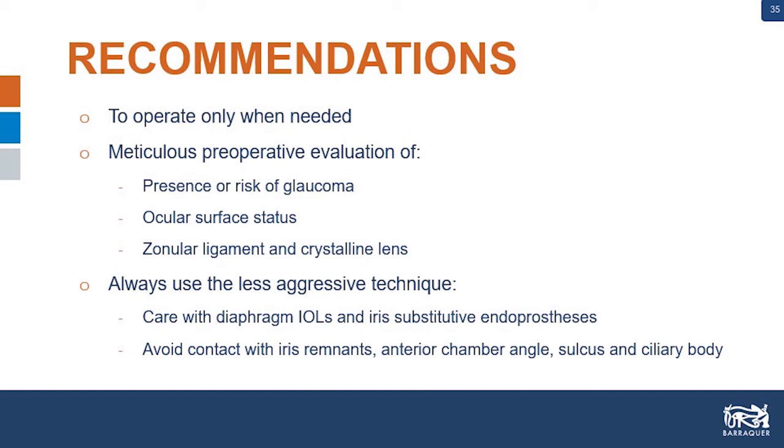So my recommendations to end my presentation are to operate these patients only when they need to be operated, because many times the vision is not affected by cataracts that only concern the surgeon at the slit lamp. We have to evaluate in the pre-op the presence or the risk of glaucoma, which a cataract surgery can worsen. How is the ocular surface status? All the incisions can affect the ocular surface. And how are the zonular ligament and the crystalline lens?